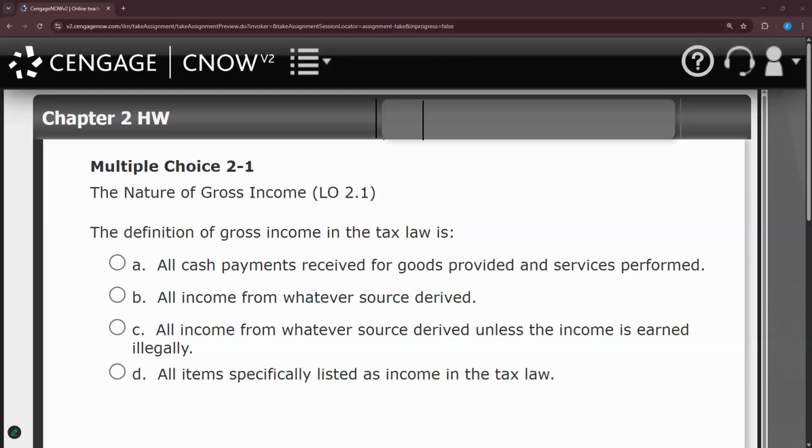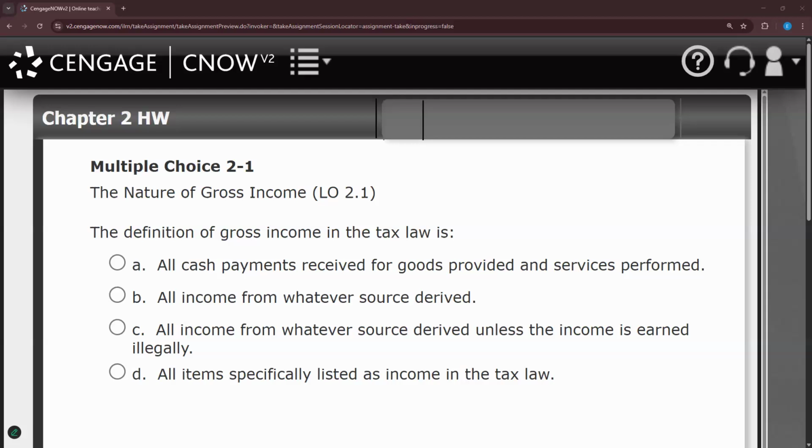But the main thing to keep in mind is that this chapter is going to start with the definition of gross income. And then there's some detailed coverage for what is included, what Uncle Sam says needs to be reported as income. And then there's also some items of income that are excluded for tax purposes. So we're going to get started with the first question.